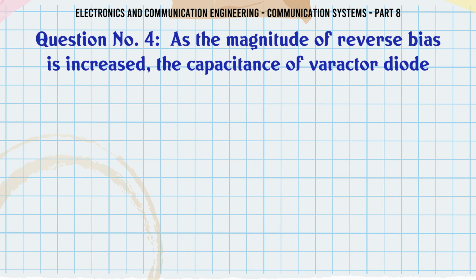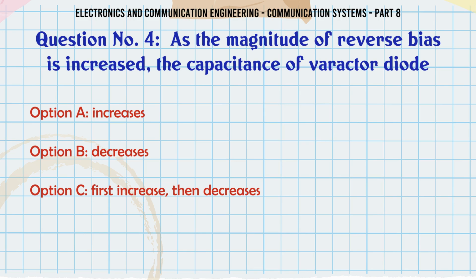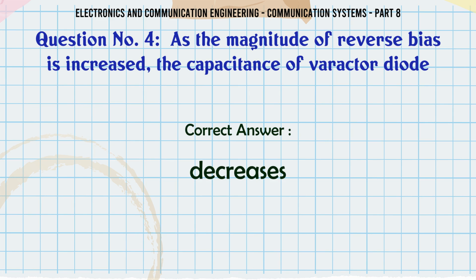As the magnitude of reverse bias is increased, the capacitance of a varactor diode A. increases, B. decreases, C. first increases then decreases, D. first decreases then increases. The correct answer is decreases.